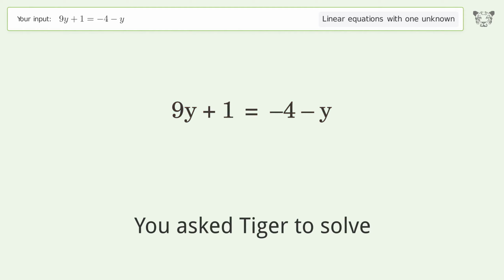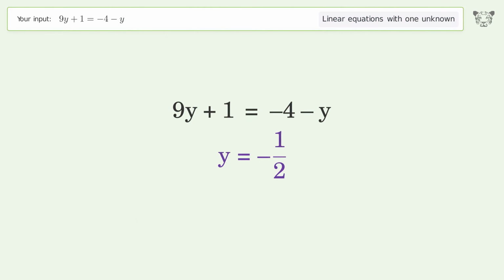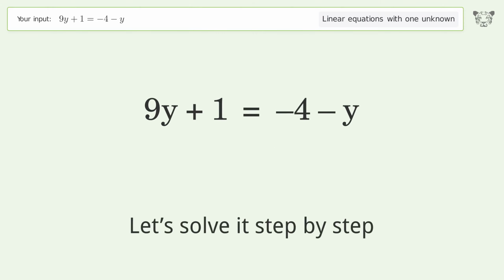You ask Tiger to solve this. This deals with linear equations with one unknown. The final result is y equals -1/2. Let's solve it step by step.